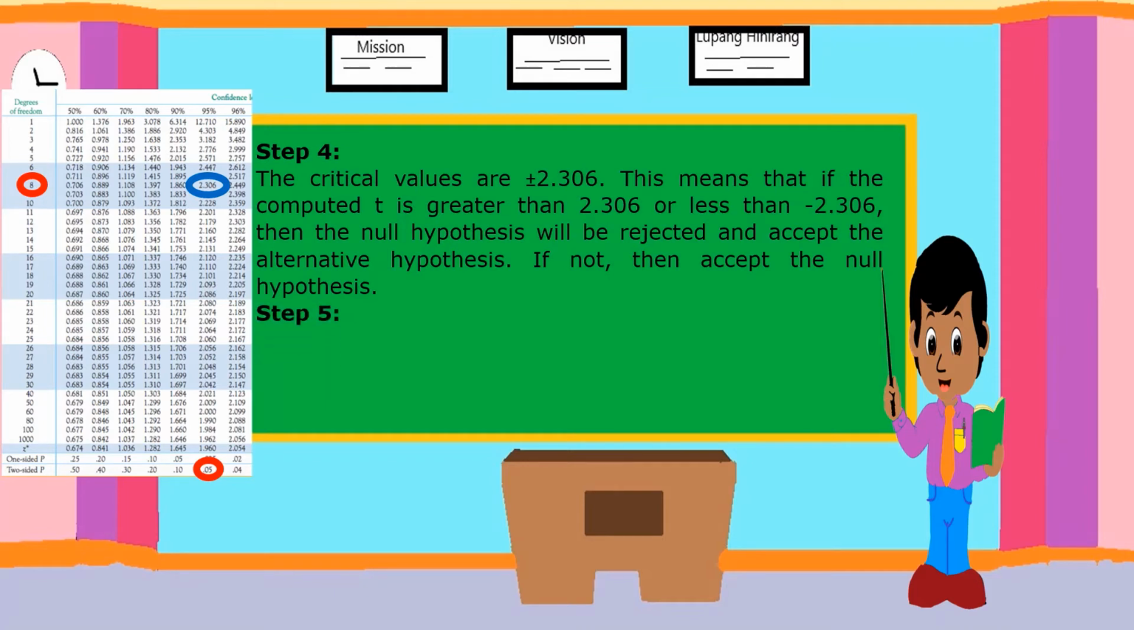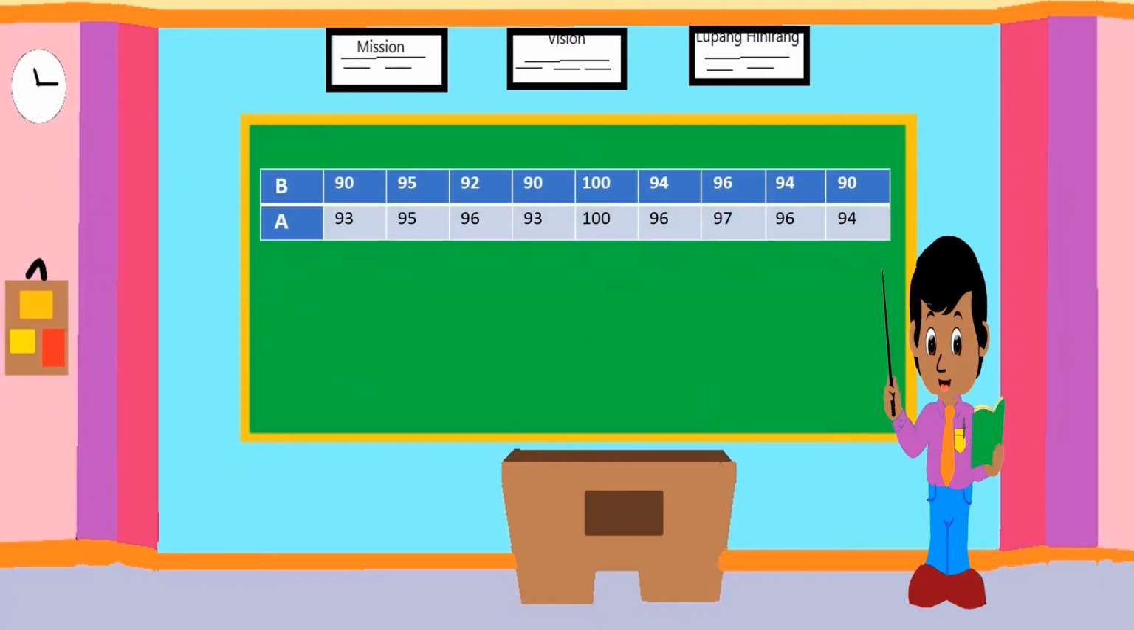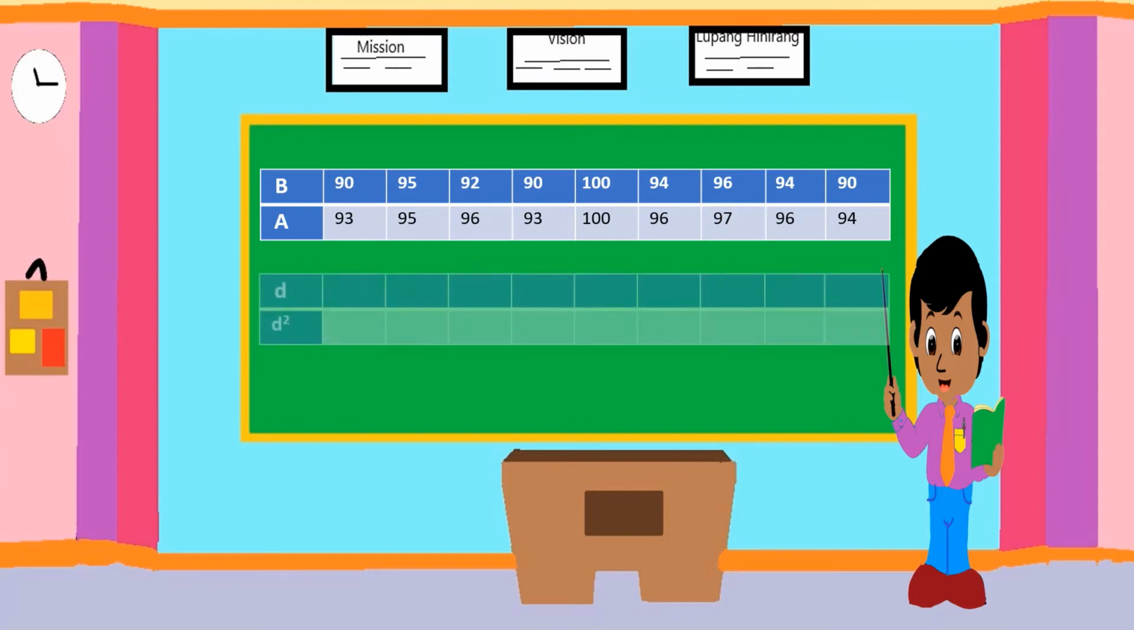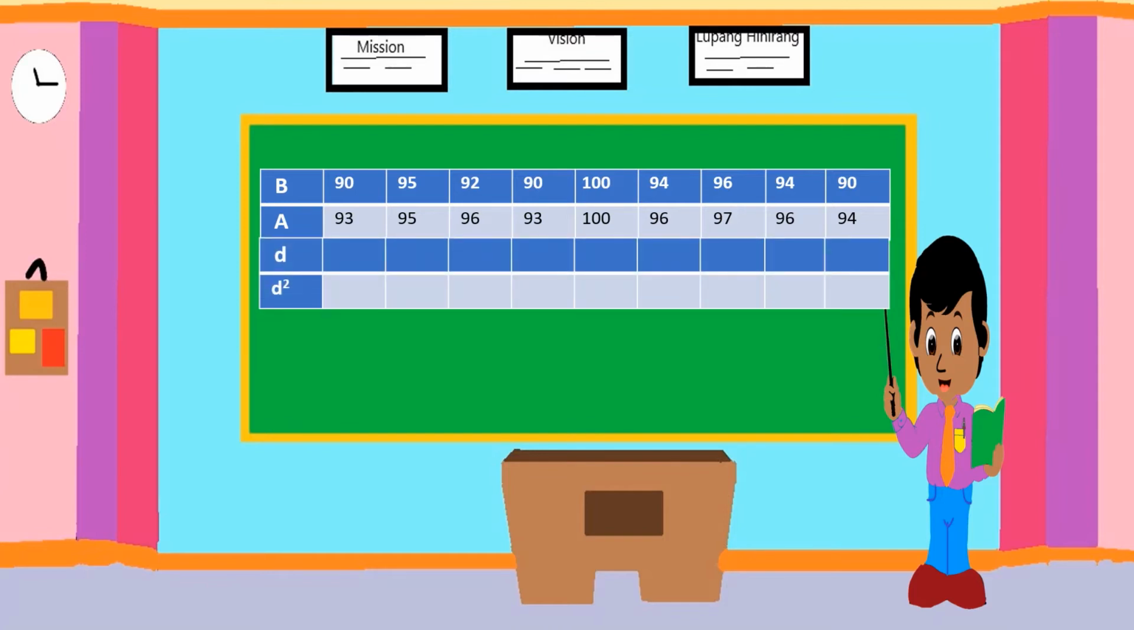For step 5, for our computation of the t statistic, we'll first solve the difference and square of difference of each respondent. Going back to the data, we have here the before and after IQ of our participants. We're looking for the difference and the square of the difference. When we say difference, we subtract. It's after minus before, or post-test minus pre-test.